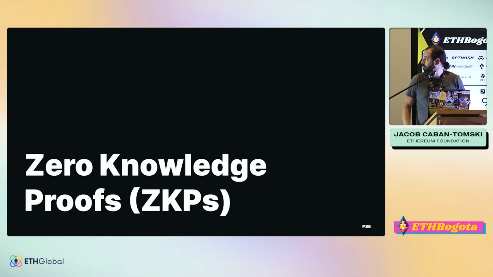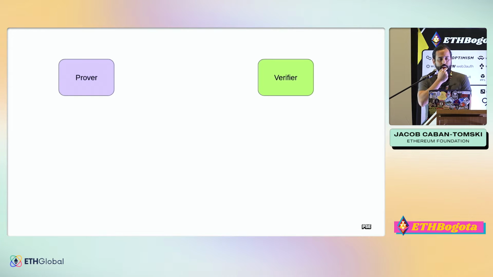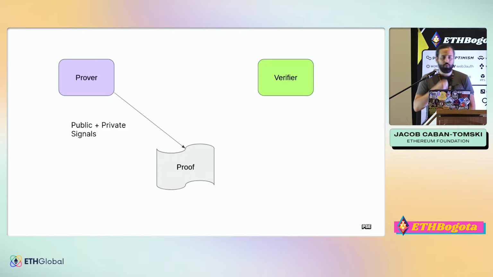All right, what are zero-knowledge proofs? So in a general setup, we have a prover and a verifier. Generally the prover is going to be the person who generates the proof, and the verifier is going to be the person who checks it. In order for the prover to generate that proof, it's going to provide a number of public and private signals, as well as the proof itself, to generate a proof that it's going to send to the verifier.